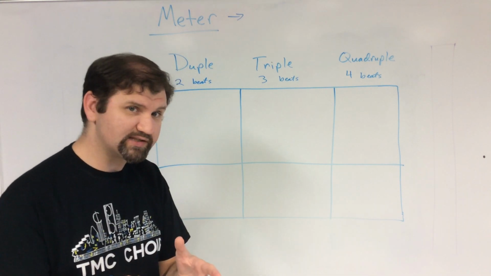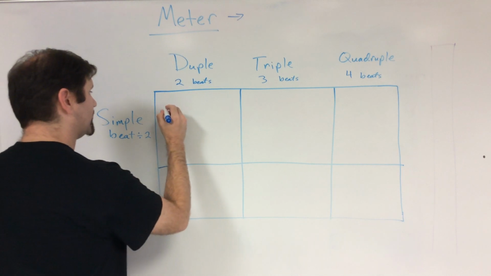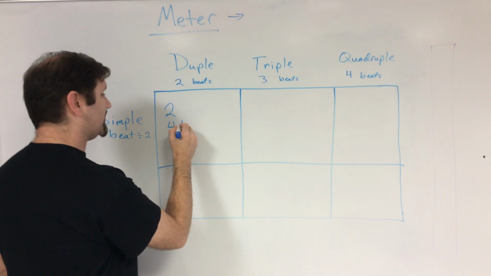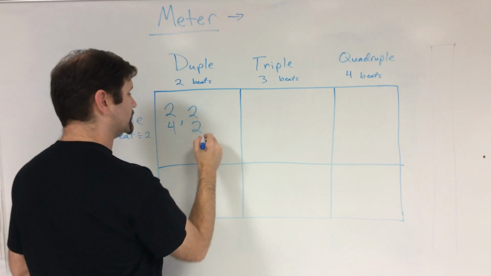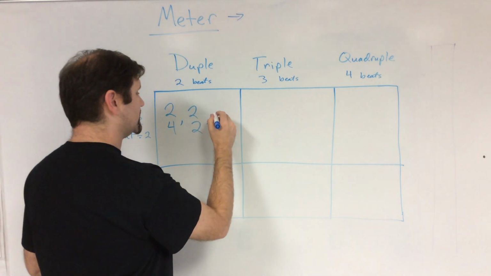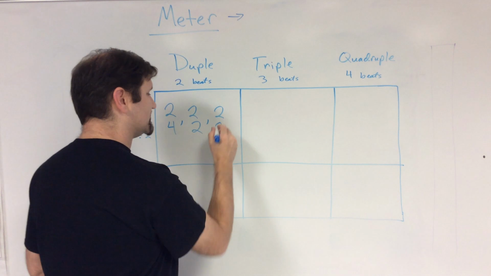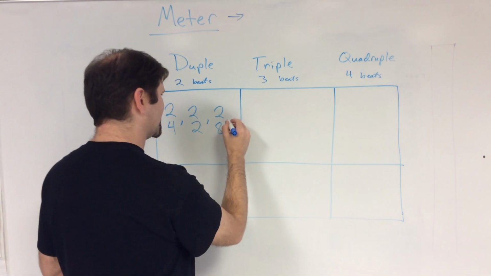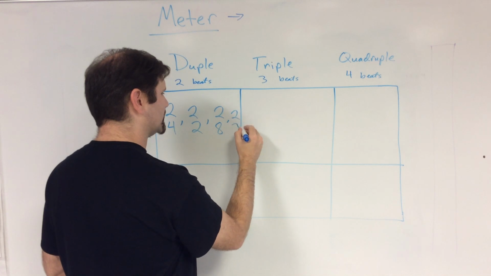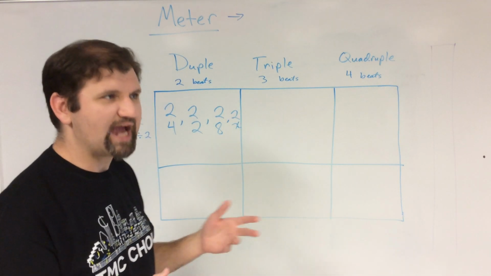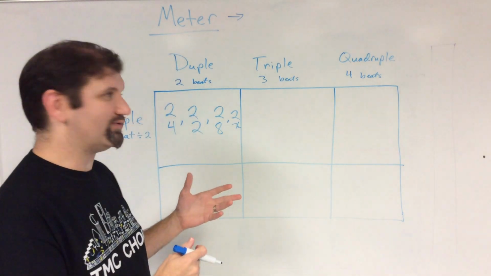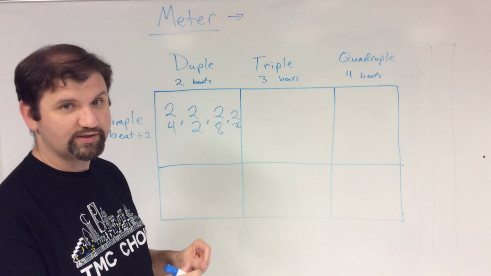Can you take a guess? How about 2-4? Or maybe 2-2? Or maybe 2-8. I think you get the idea that it's essentially 2 over x, where x equals some note value, right? 2 over whatever. Those are my duple meters.